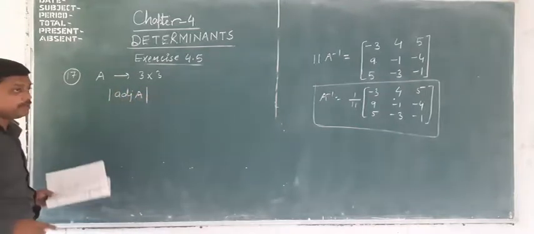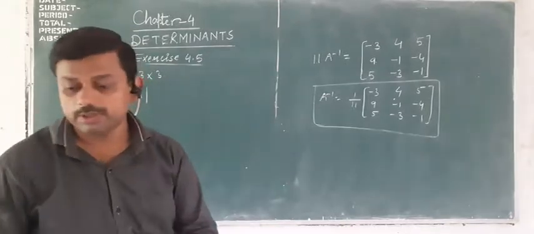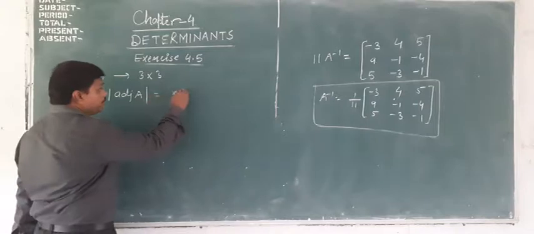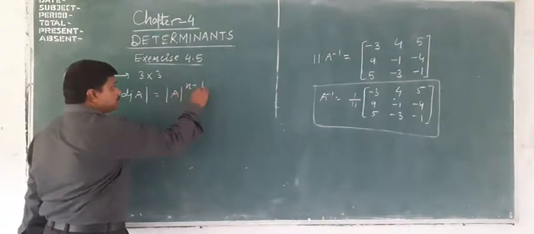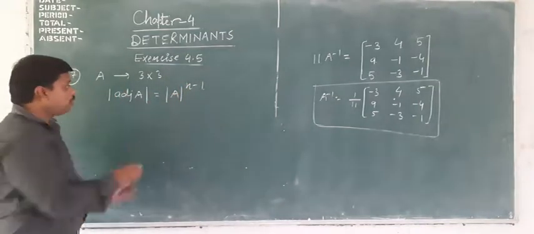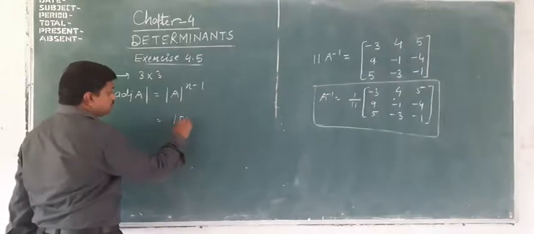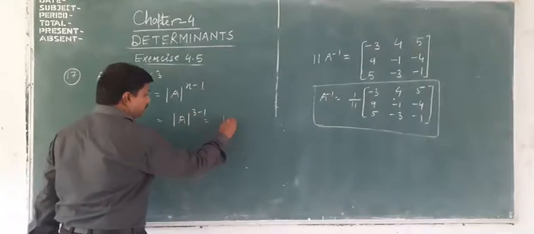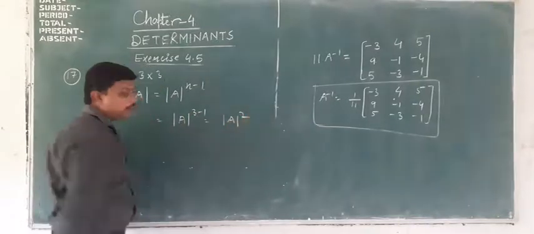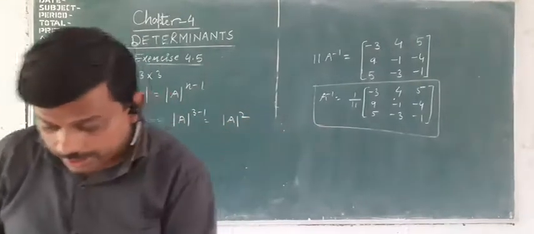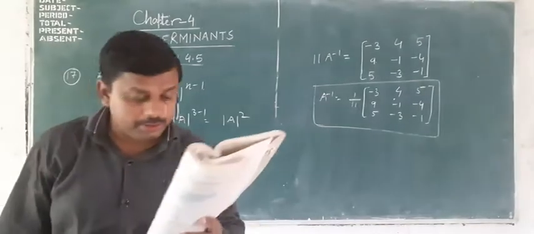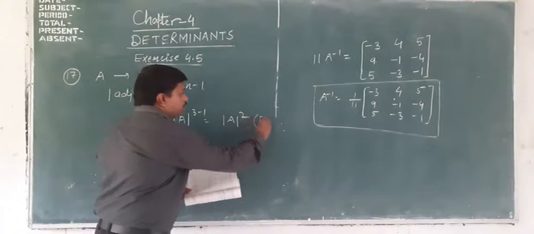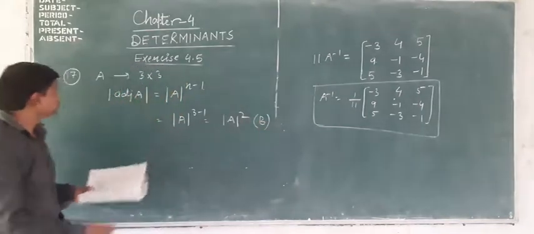determinant of adjoint A. You will remember I told you the formula: determinant of adjoint A equals determinant A to the power n minus 1, where n is the order of the matrix. So this is determinant A to the power 3 minus 1, equal to determinant A square. So its answer is B. Option B is correct.